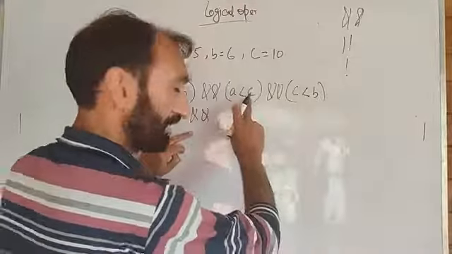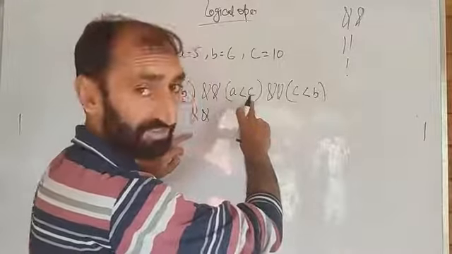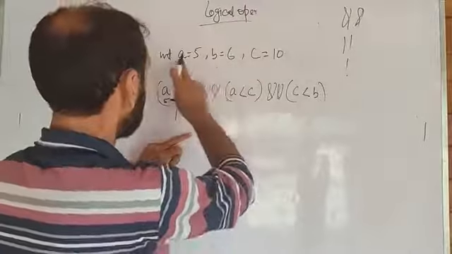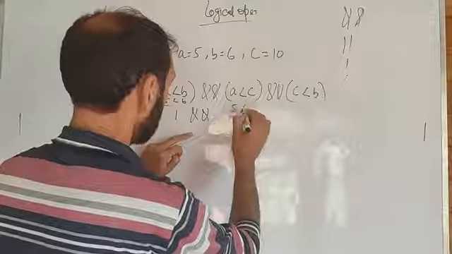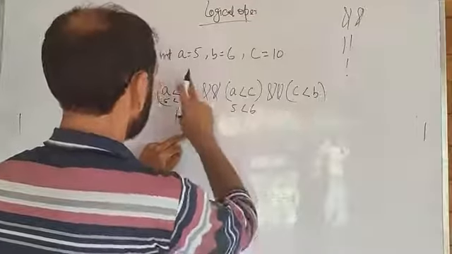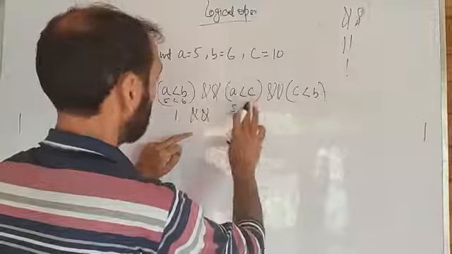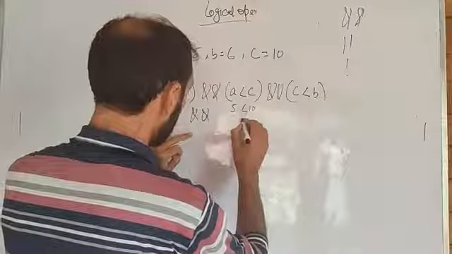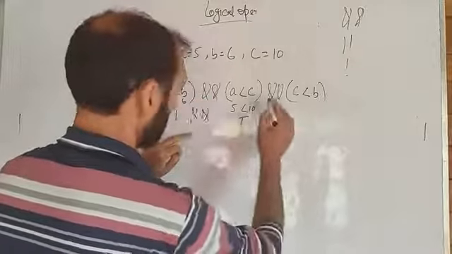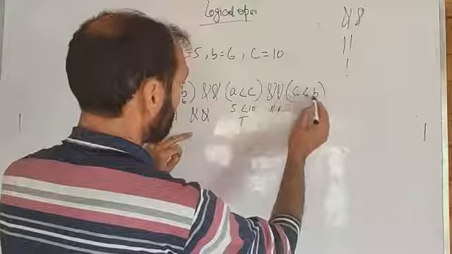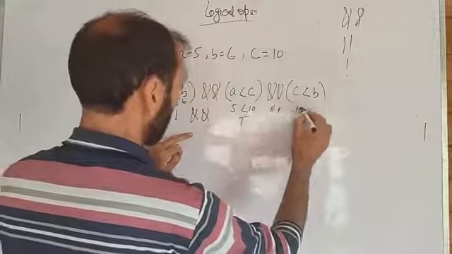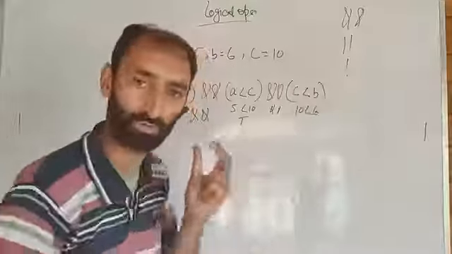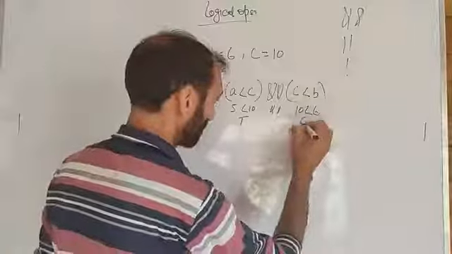And a less than c: a is 5, c is 10. Is 5 less than 10? Yes, so it evaluates true. And c less than b: c is 10, b is 6. Is 10 less than 6? No, so it is false. False means 0.